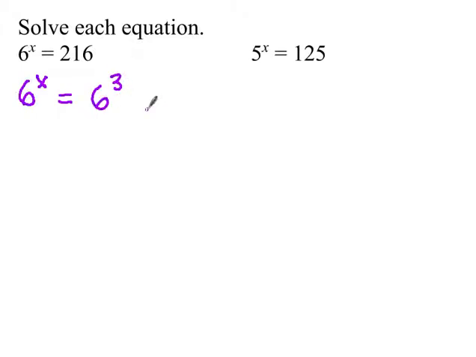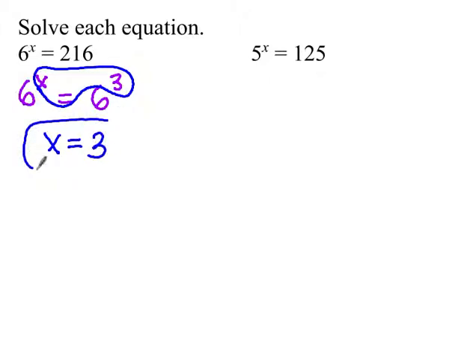So now in looking at that equation, I see I've got the same base, right? But my exponents are different. And so my exponents in this case are equal. So I know that x has to equal 3. And there you go. That's all you have to do.